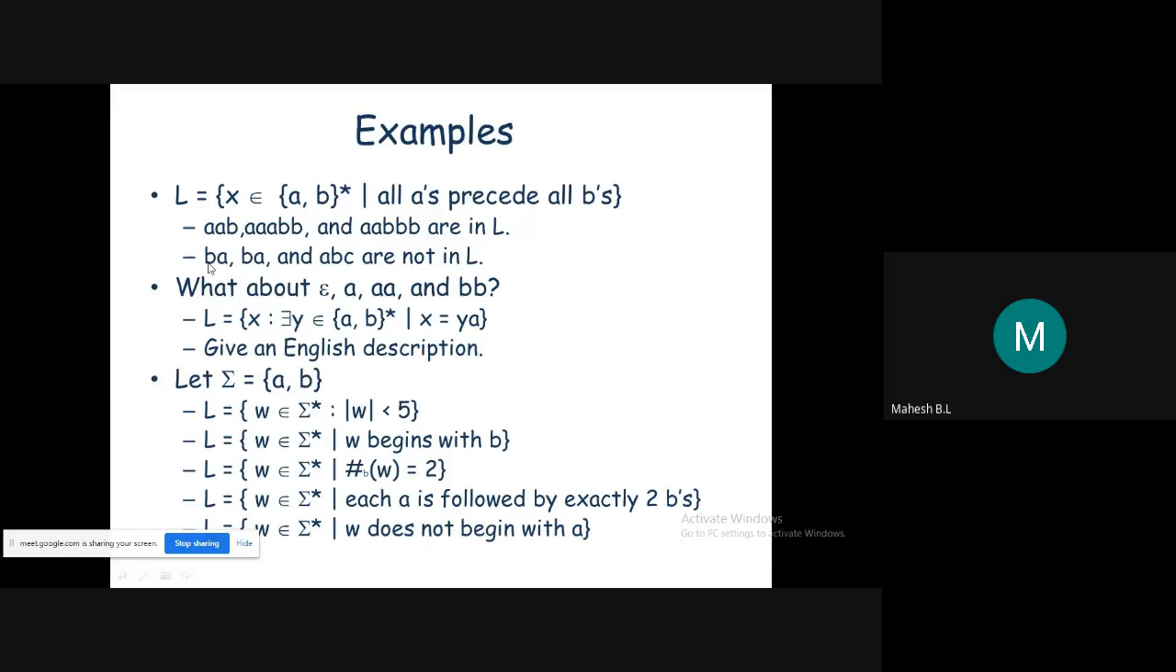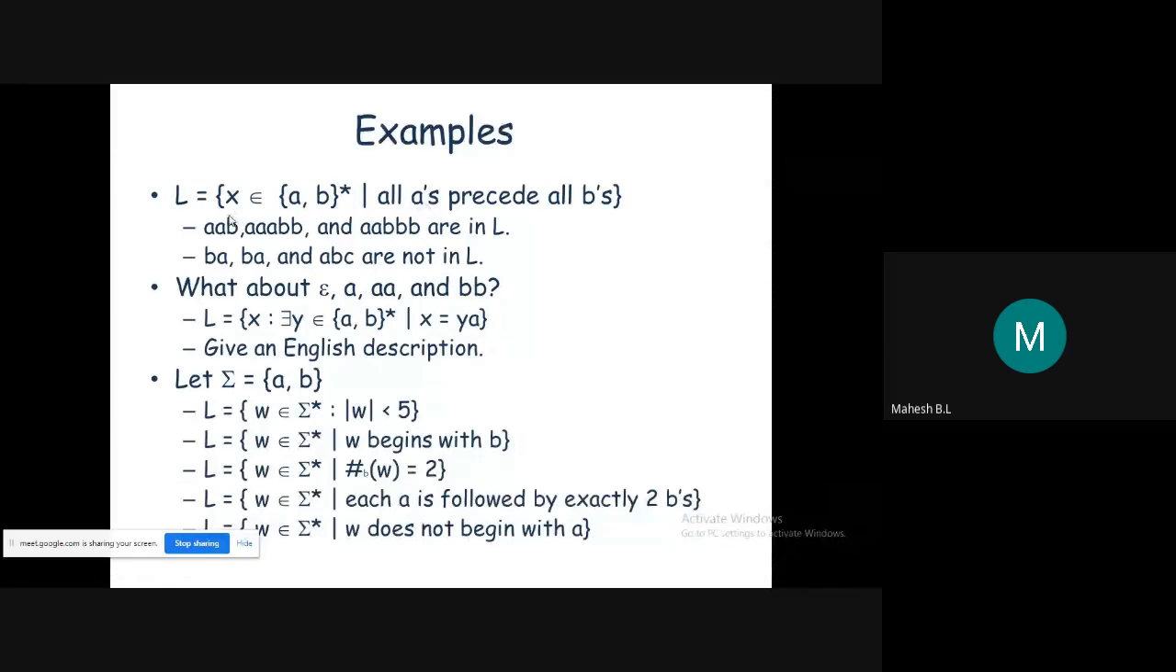Now here, ba, no, because b is preceding a. Then abc, it doesn't belong to the language because we are using c, which is not a part of the alphabet. We are supposed to use only a comma b. Strings must be formed only using a and b, and in the strings formed, all a's must precede all b's. Then only those strings belong to L.